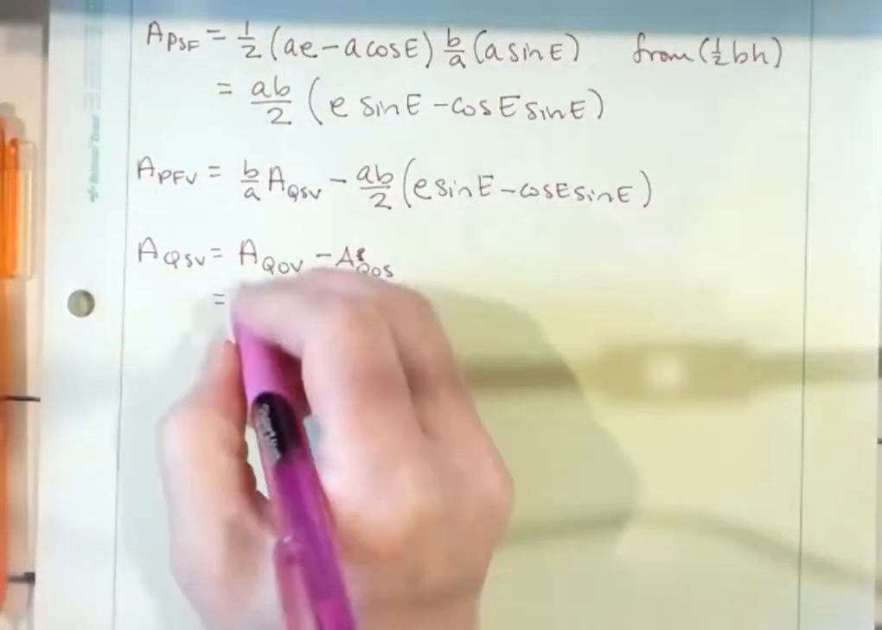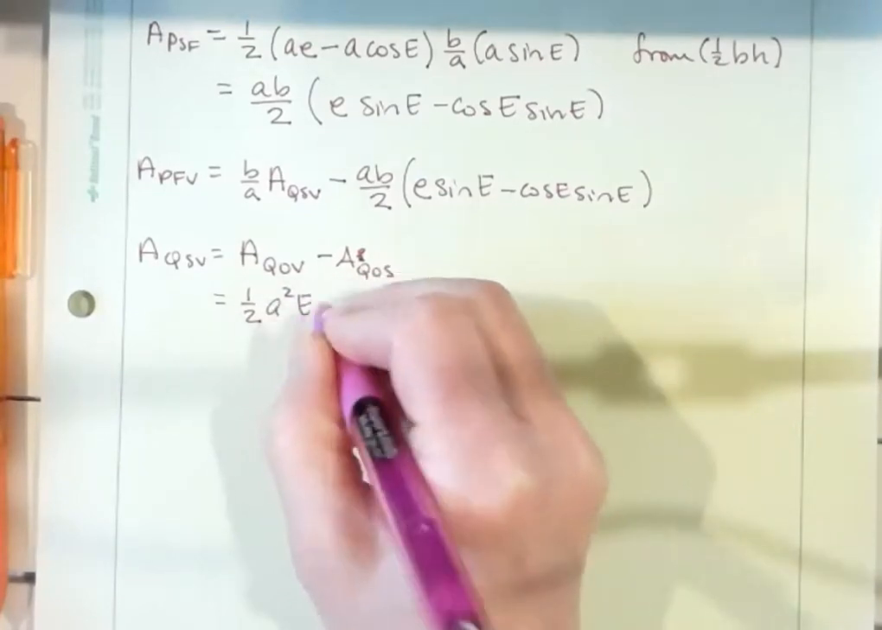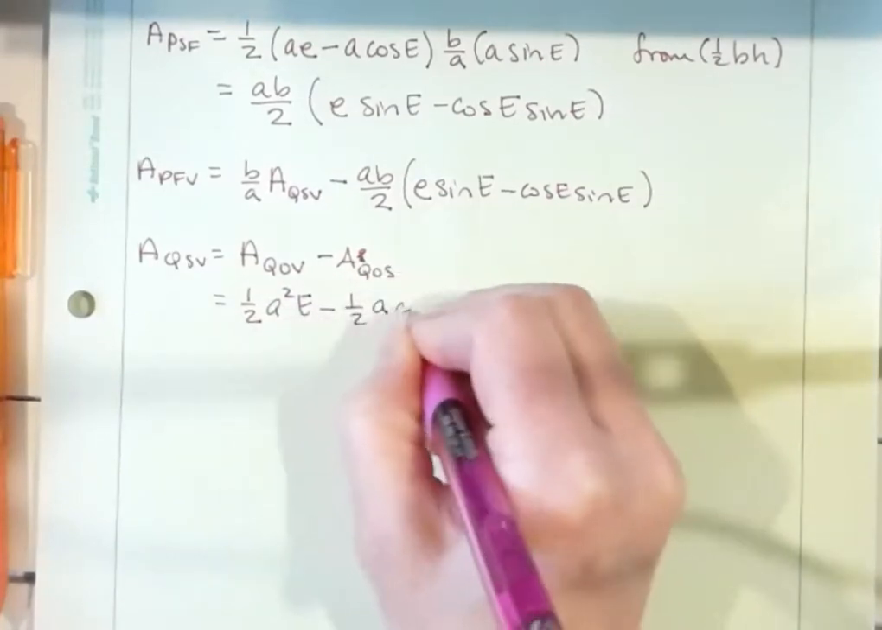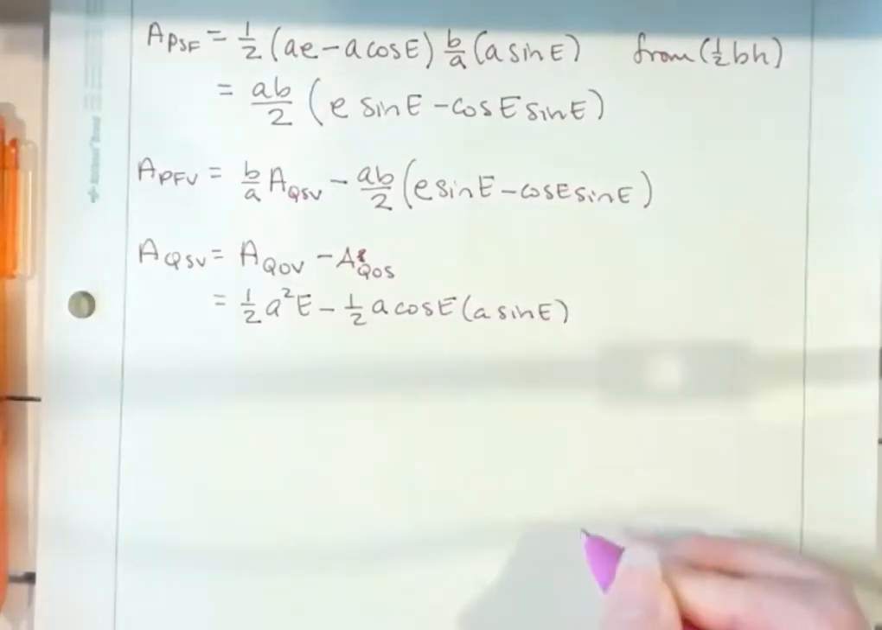So if you went through and figured all that out, you'd get 1/2 A squared times capital E minus 1/2 A cosine capital E times A sine capital E.